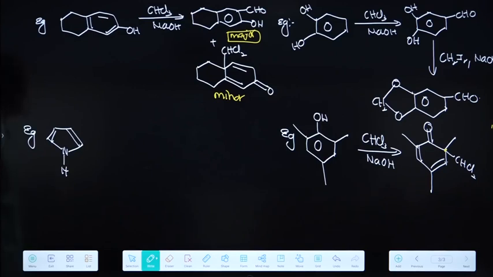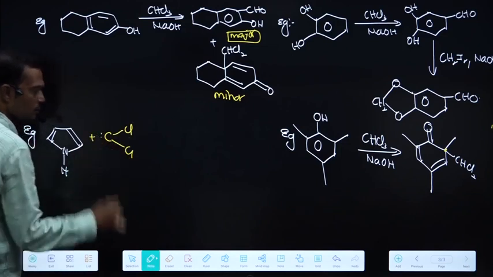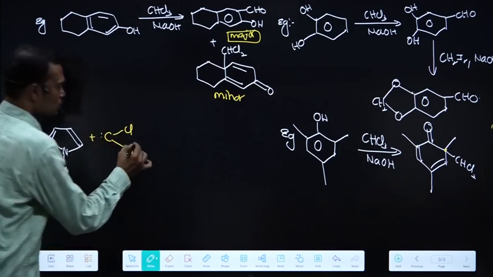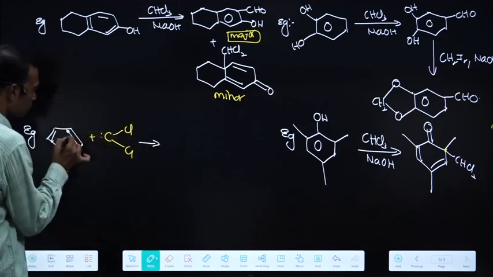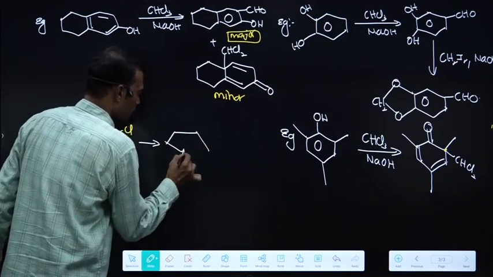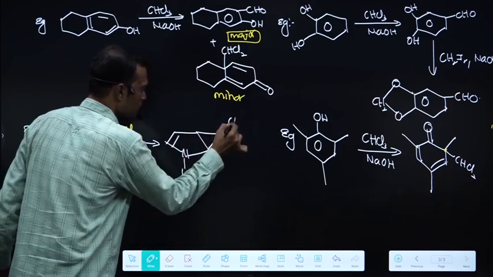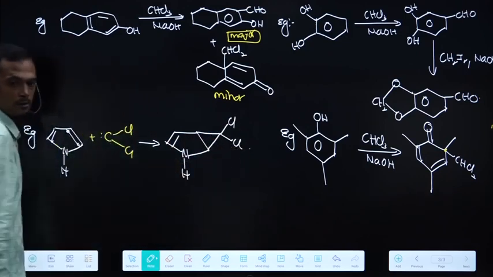So what is the intermediate in the Reimer-Tiemann reaction? Dichlorocarbene. Now that dichlorocarbene is going to react with pyrrole. After reacting with this one, see this electron going to trap this carbon. After trapping, you may get this molecule. Here hydrogen, carbon, how many chlorines are there? Chlorine, chlorine. This is the key intermediate.